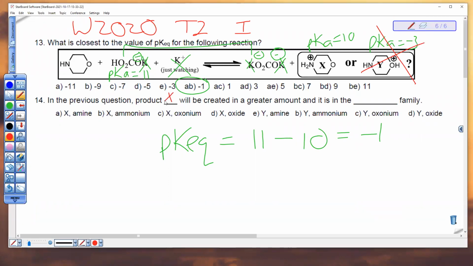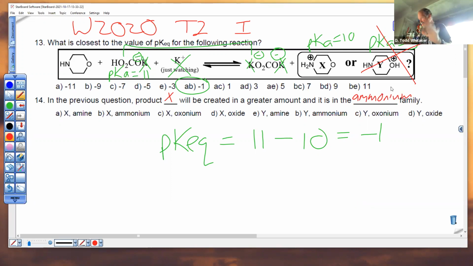Professor? Will be created in a higher amount, and it is the ammonium. Yeah, it's an ammonium. One second there. Sorry, almost used your name by mistake, although I suspect it wouldn't have been a problem. No, it's fine. All right, Ali. So product X is better because it's more stable and it's an ammonium. So X ammonium, X ammonium, X ammonium, B.